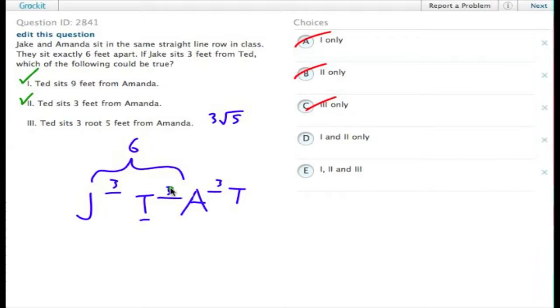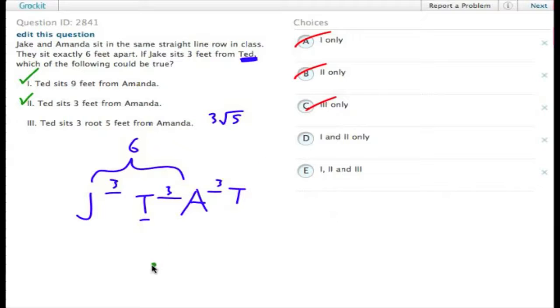Now, important point, and this is a harder question. It's a 32-point experience point question here at Grockit. That means it would be coming at the end of the section in the actual SAT. They are trying to trick you. They're trying to trick you because they do not specify that Ted, I've been calling him Tim this whole time, sorry, they do not specify that Ted here sits on this same straight row, right?